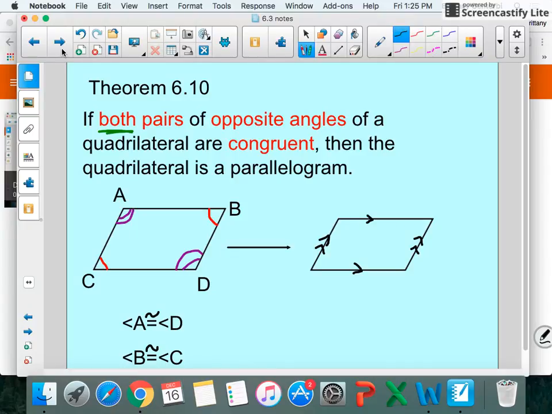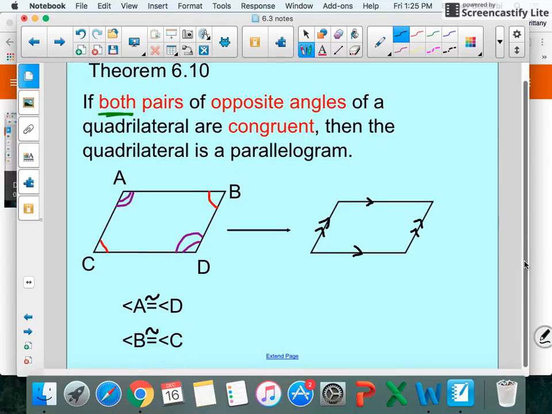The next theorem says that if both pairs of opposite angles of a quadrilateral are congruent, then the quadrilateral is a parallelogram. So again, we have to have both pairs in order for this to be a parallelogram. So A has to be congruent to D and angle C has to be congruent to angle B. If we just had angle A congruent to angle D, but not B and C congruent, then we cannot say it's a parallelogram.